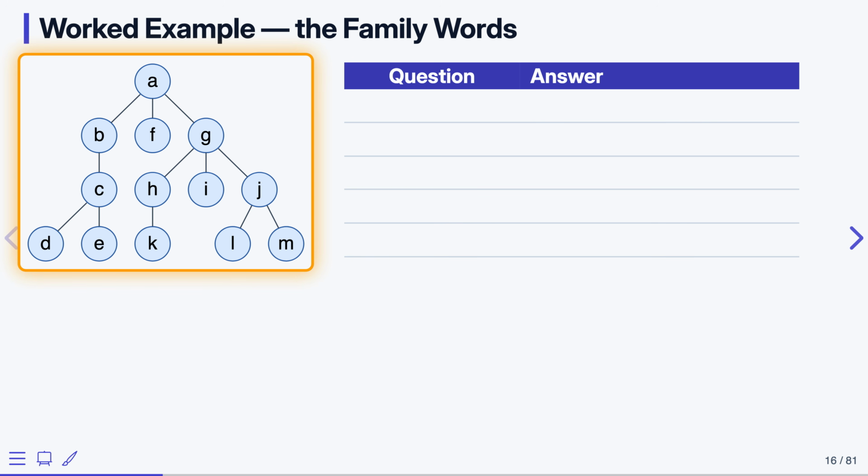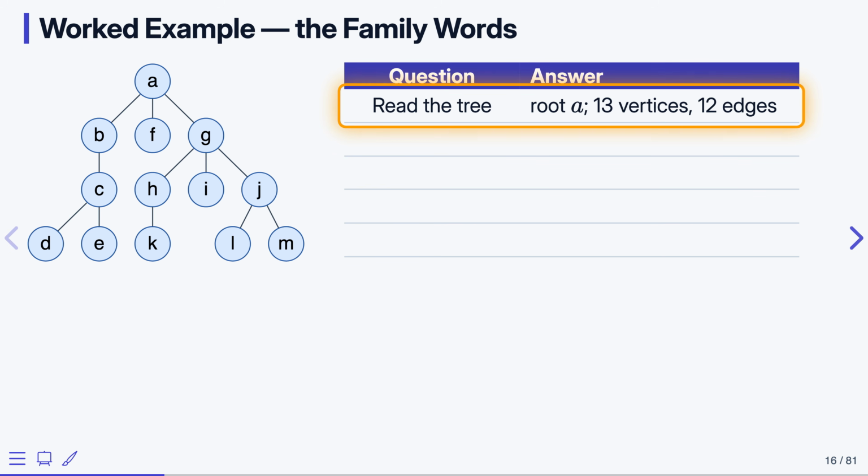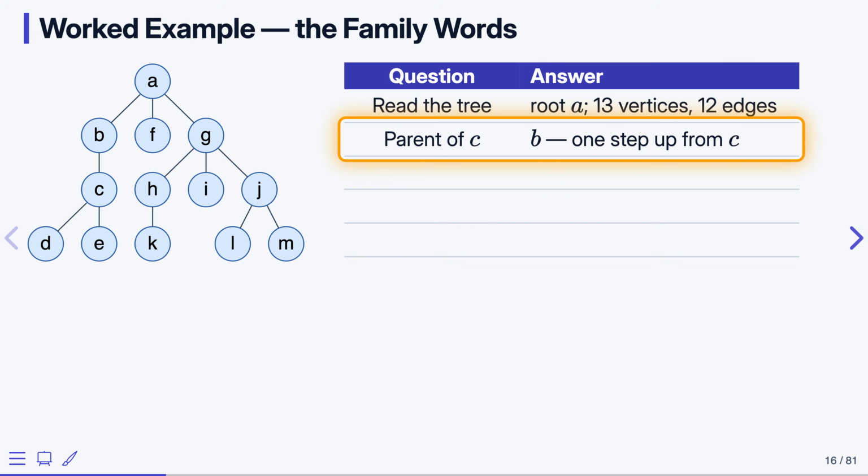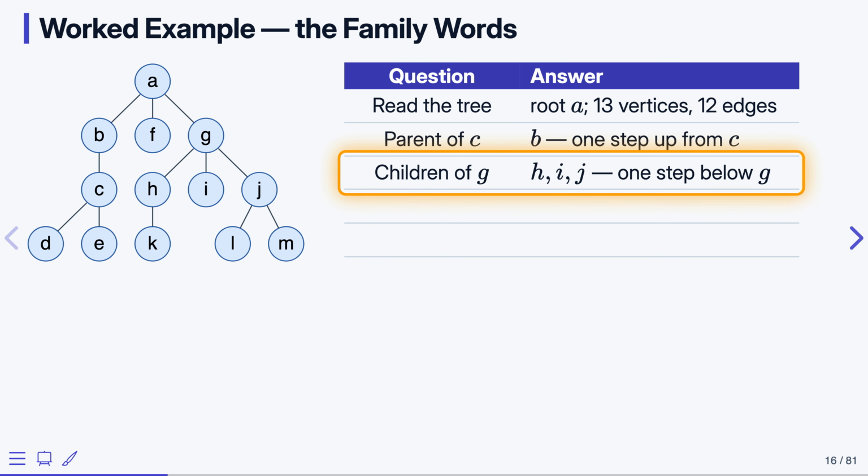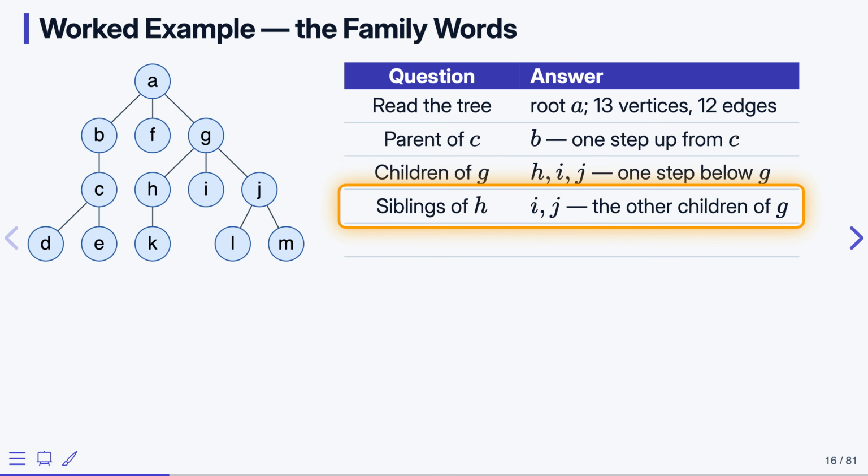Let us work the first 5 questions, one at a time. First, read the tree. It is rooted at A. It has 13 dots and 12 edges. Now the parent of C: look 1 step up from C. We land on B, so the parent of C is B. Next, the children of G: look 1 step below G. We find H, I, and J. Next, the siblings of H: siblings are the other children of the same parent. The parent of H is G, so the siblings are I and J.